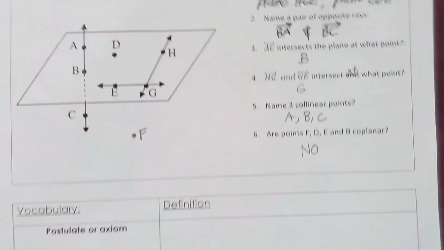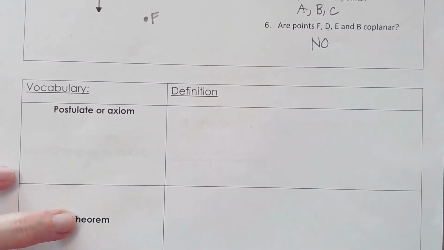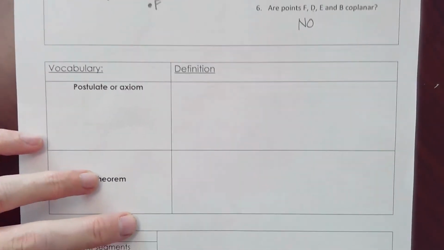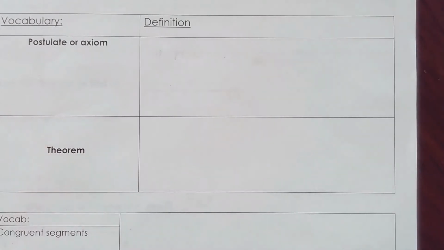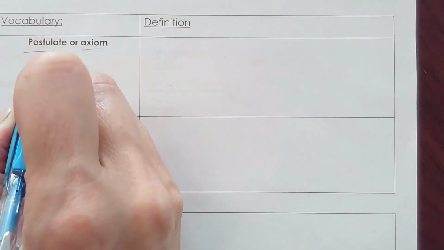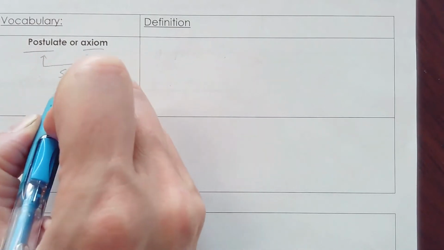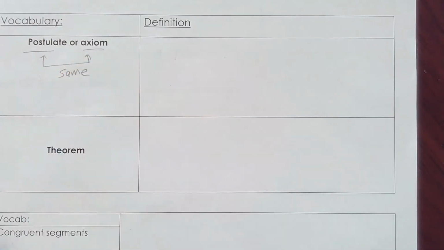Okay, now we'll begin the section 1.2 notes. All right, so our first vocabulary word of the day is a postulate or an axiom. They are just 2 vocabulary words that mean the same thing. Our book uses them interchangeably.